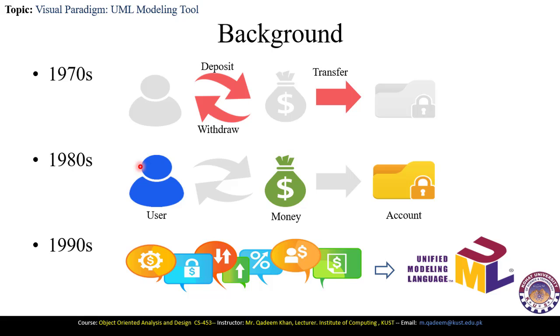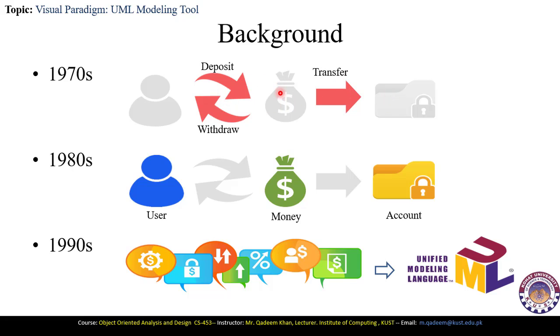This is the background of object-oriented systems, and at the end we can see that UML was in fact created after the 1990s. So in the 1970s, the users had no such concepts. The user would deposit or withdraw amounts, and also transfer amounts. But that was overall a manual system.